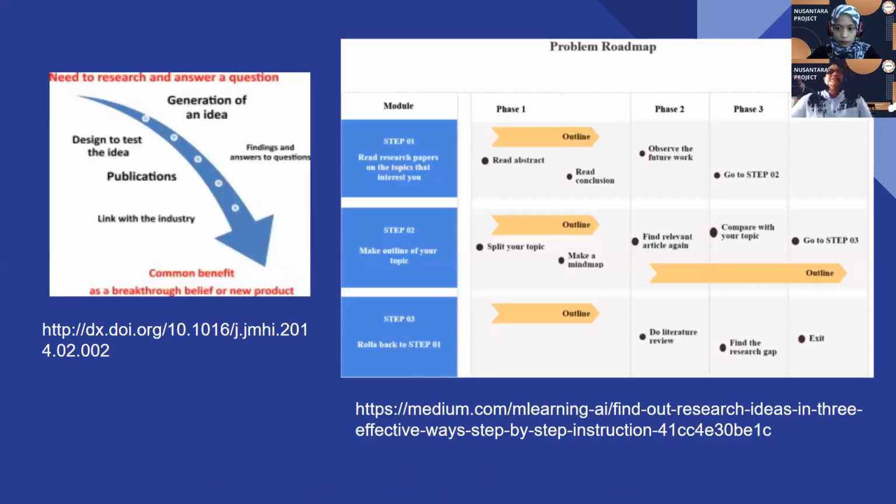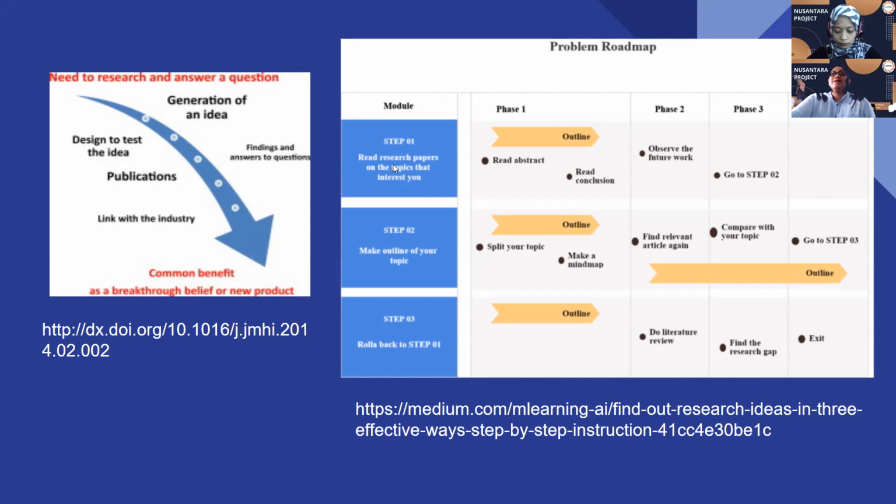Okay, this is the problem roadmap. Some students say, I don't have an idea. I don't have an idea to research, to write things. This is the step for getting the idea for your research paper. Look at this problem roadmap. I give you some techniques, some tips and tricks to get a research idea.